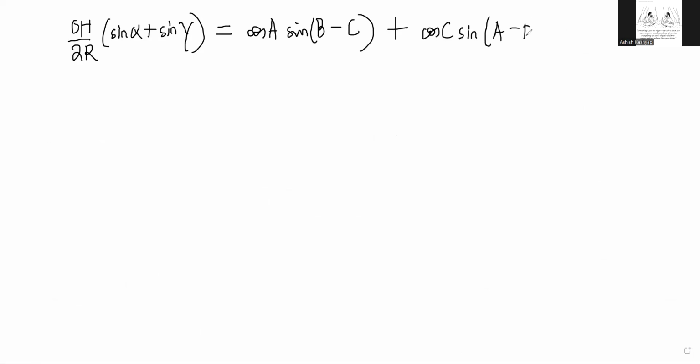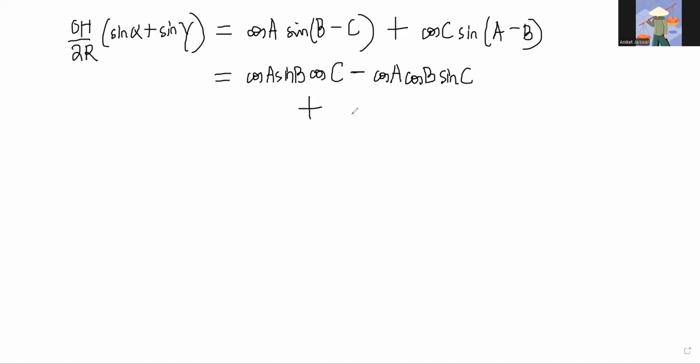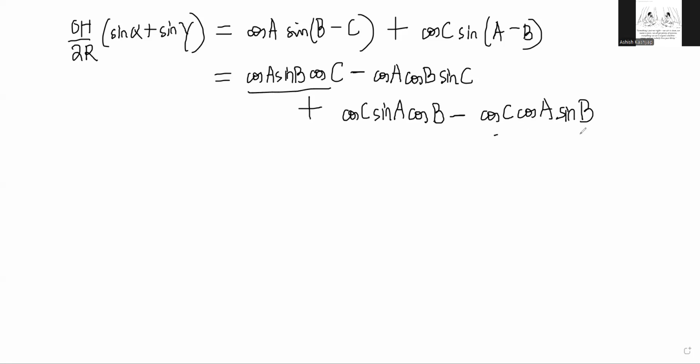Okay. Now expanding it a little bit, you'll get cos A sin B cos C minus cos A cos B sin C, right? Plus cos C sin A cos B minus cos C cos A sin B, right? So see if there is something cancelling. I think this is cancelling this.